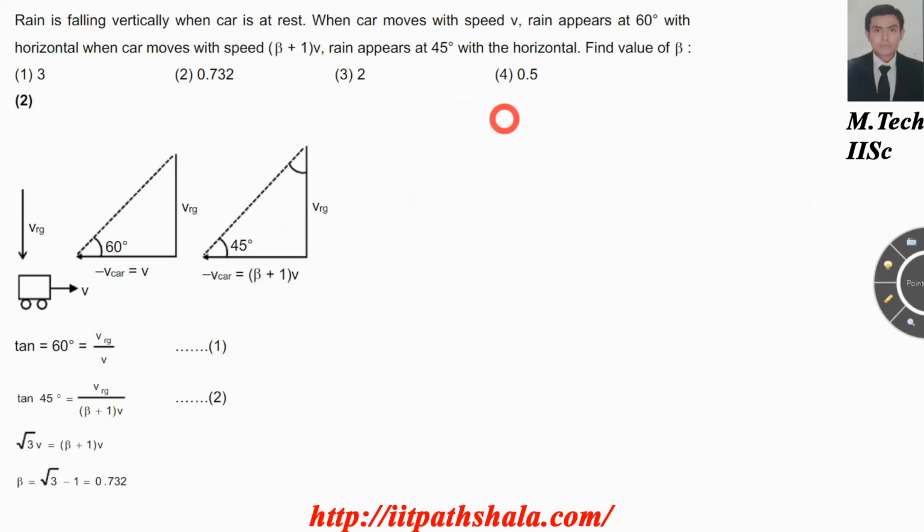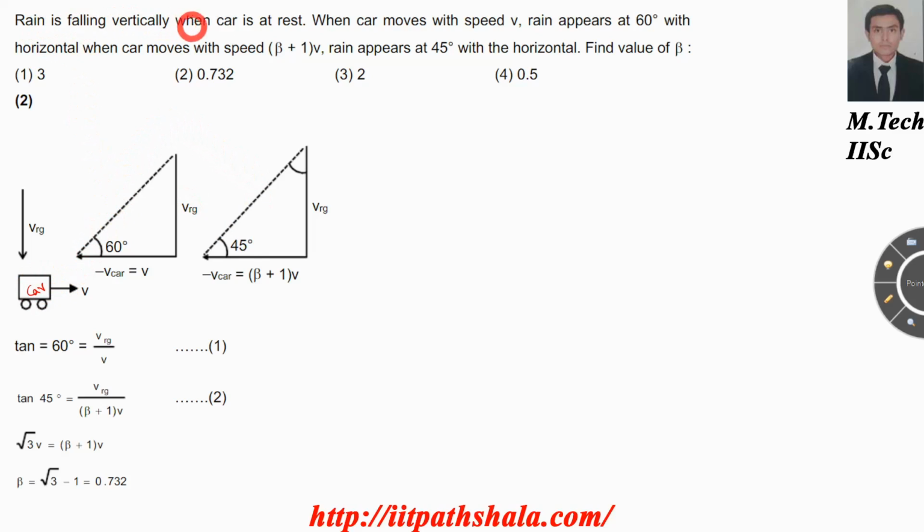As per the trend, every paper has a kinematics question, and most often the question comes from the relative velocity concept itself. So here an umbrella problem is there. If you can see over here, it's nothing but the umbrella type problem. Rain is falling vertically when a car is at rest. In the worksheet you saw a person holding an umbrella, but here a car is given to you.